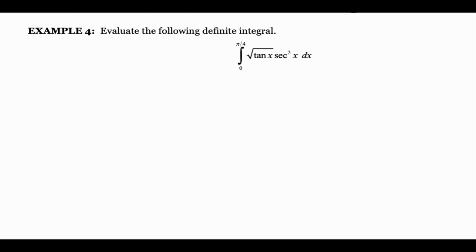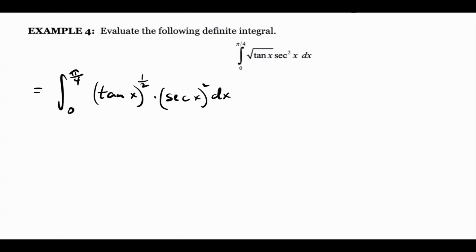All right, so first thing, I see a root. I don't want a root, so I'm going to change it. We've got tangent of x to the 1/2 power times secant squared of x dx. Okay, no more roots. And I move the squared to the end, more of an algebra look than a trig look.